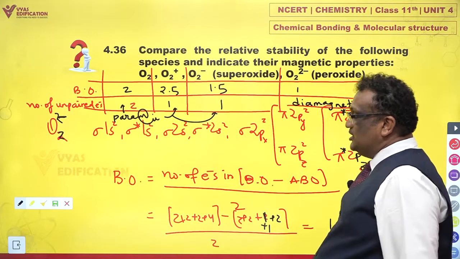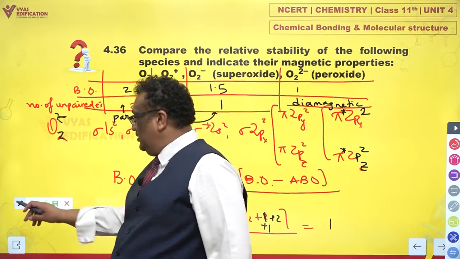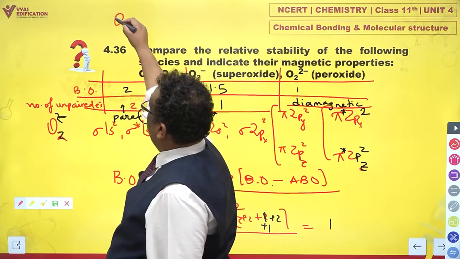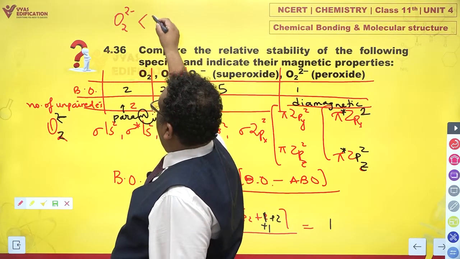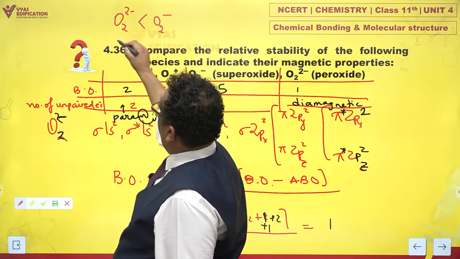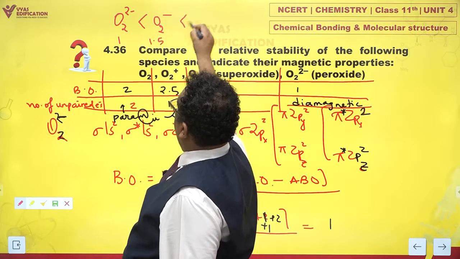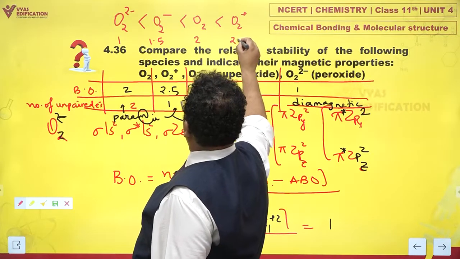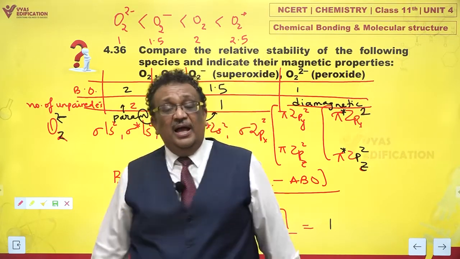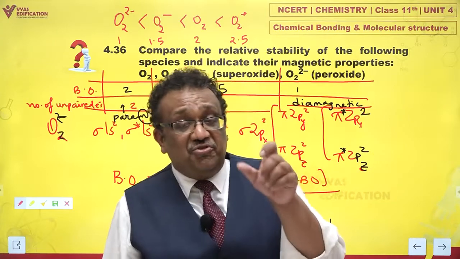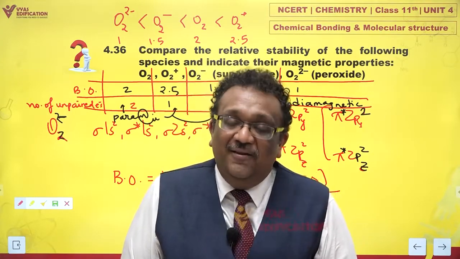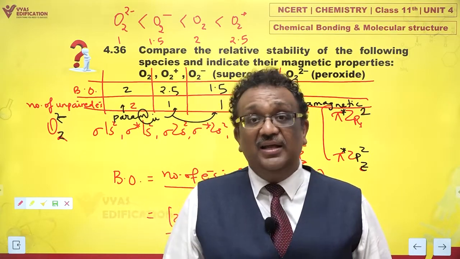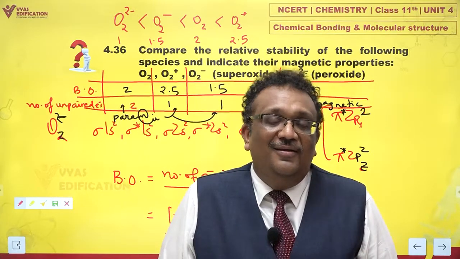If the stability is just dependent on bond order, then higher the bond order, higher the stability. If we assume that, then we say the least stable of them is peroxide, then comes superoxide, then comes O2, and then comes O2 plus. As the bond order increases, the strength of bond increases. And if we are just taking the strength of bond as a measure of stability, which NCERT has assumed here, this is the answer.